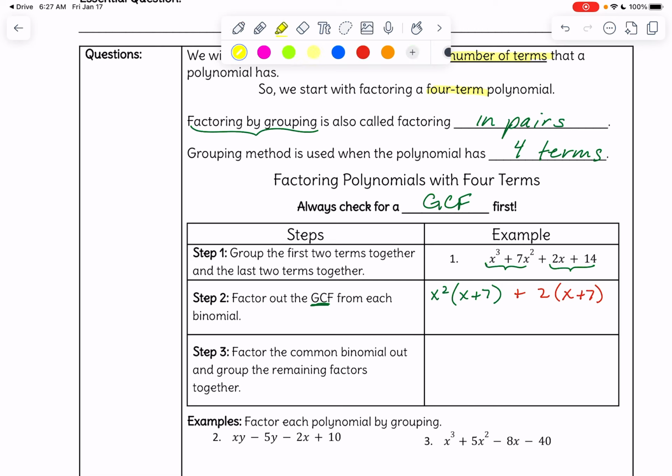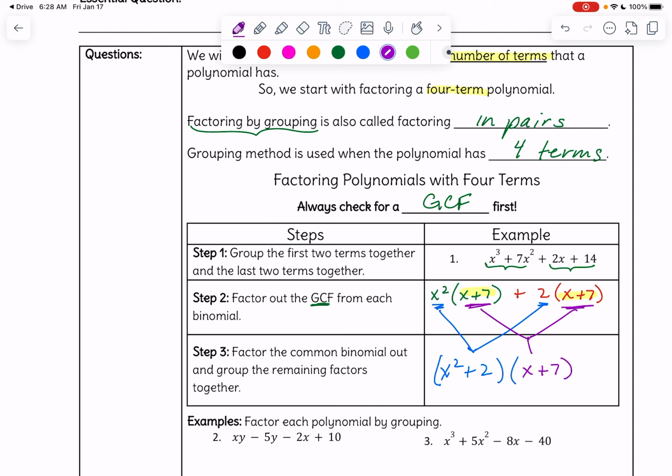Notice that as we do this, that now I have this common term. And so I can rewrite my polynomial all the way through as x squared plus 2. That comes from here and from here. And then my other term that I factored out becomes my second factor.